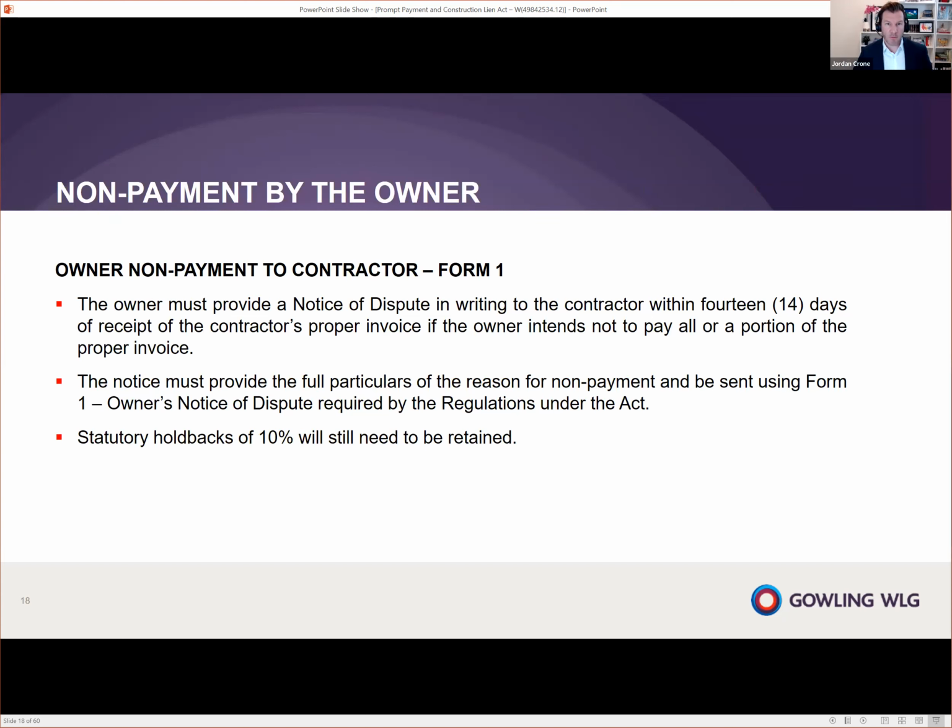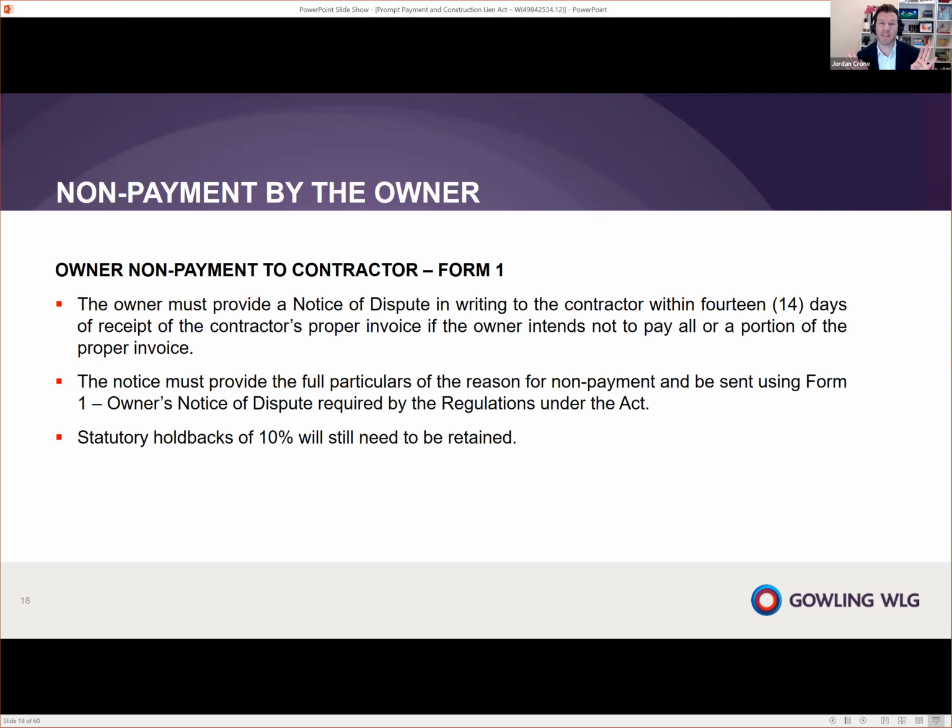So let's deal with Form 1, starting right at the top. This is the owner's notice of dispute, and they're going to have to provide it in writing to the contractor within 14 days. So that's a key timeline right there, that they're intending not to pay all or a portion of the invoice. The trick with this form is you have to use Form 1, and you have to give the full particulars for the reason of non-payment. You can't simply say, hey, I don't want to pay.